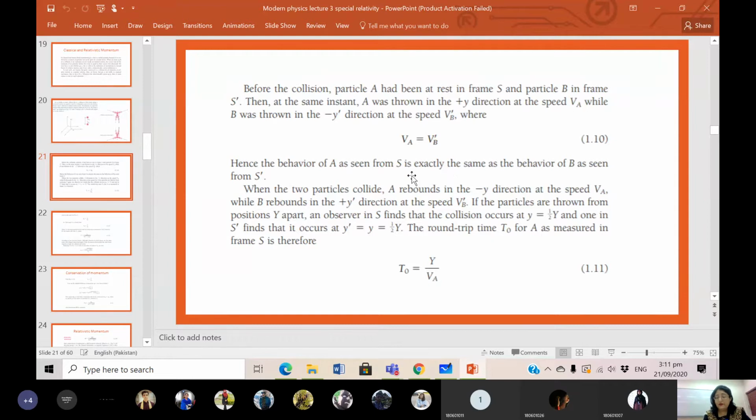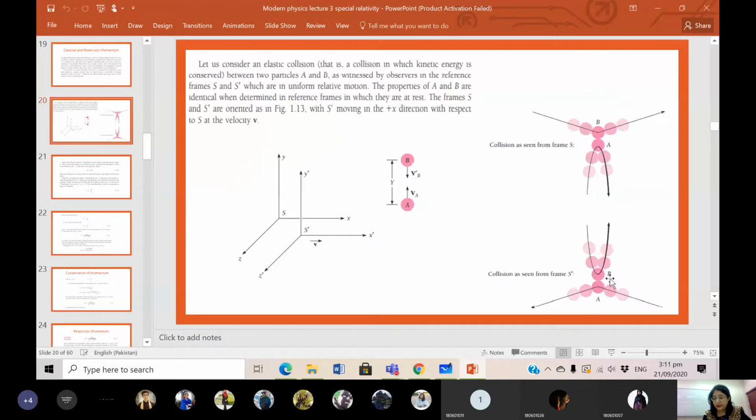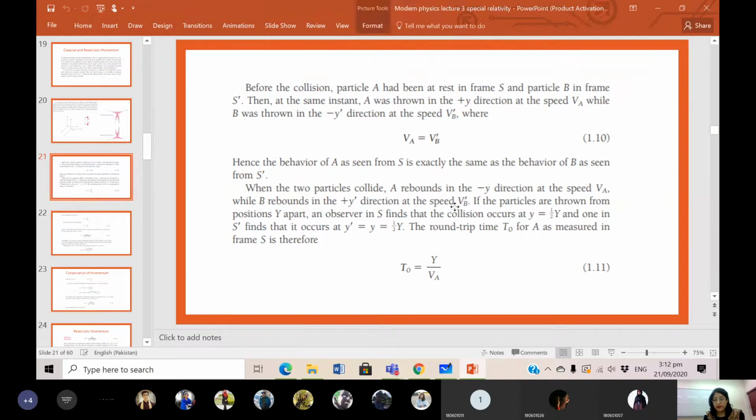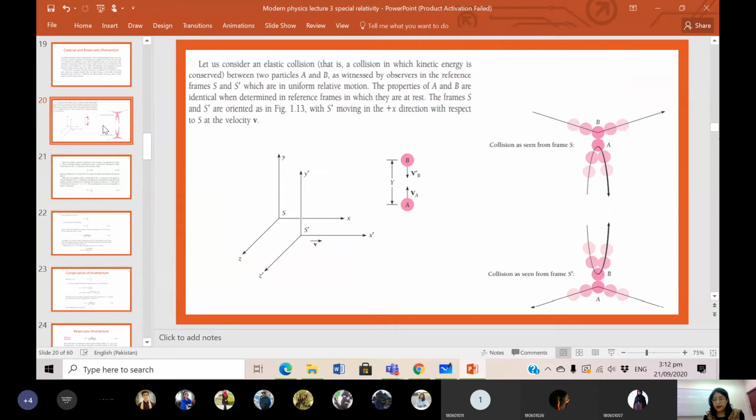The behavior of A as seen from S is exactly the same as the behavior of B as seen from S dash. So as seen from S dash, we see the situation that A will be going backwards like this. And as seen from S, we will see that A is going up and B is going like this. Okay, so what happens after the particles collide? A rebounds in the minus y direction.